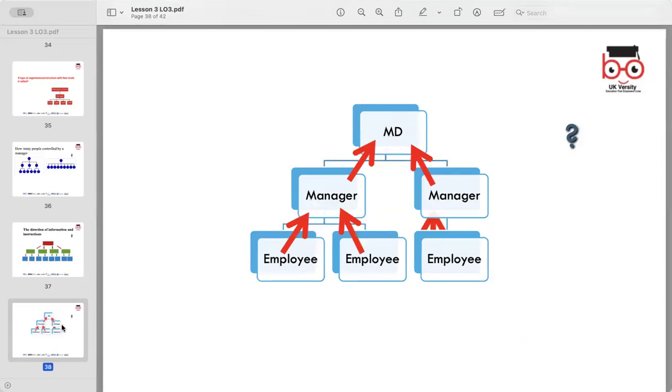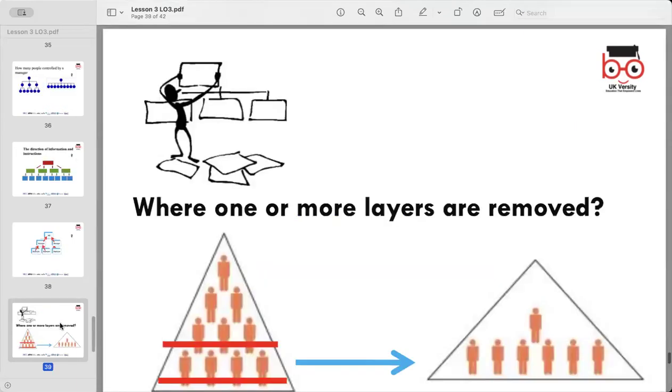Now we revisit the accountability structures within the organization, illustrating the reporting relationship between employees, managers, and the managing director. These hierarchical structures depict the flow of responsibility and authority within the organization, emphasizing the importance of clarity and coherence in accountability frameworks. Where one or more layers are removed, delayering involves the removal of one or more layers from the organizational structure, often undertaken to streamline operations, reduce hierarchy, and increase efficiency. So basically, by eliminating unnecessary layers, organizations can enhance agility, decision-making speed, and employee empowerment.